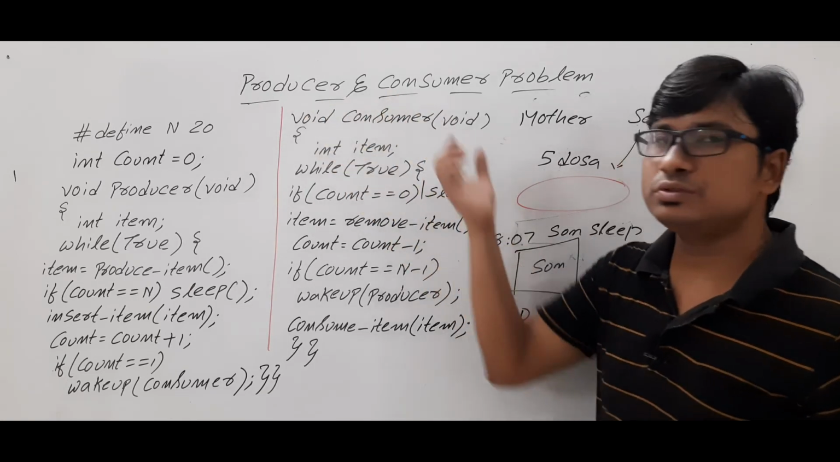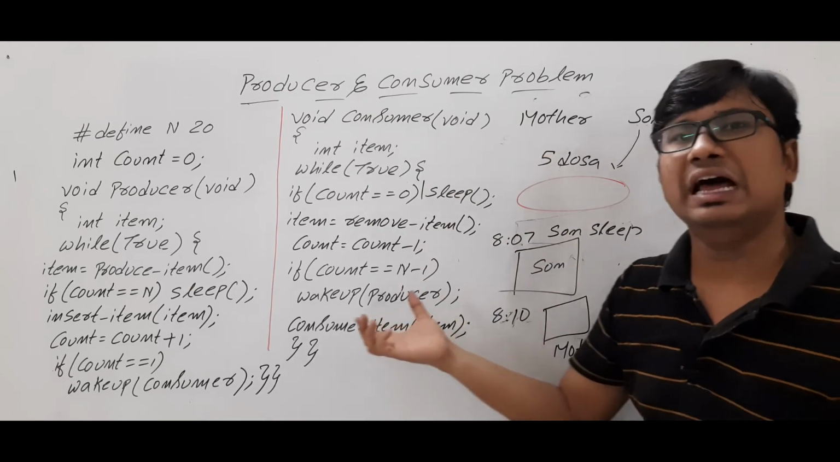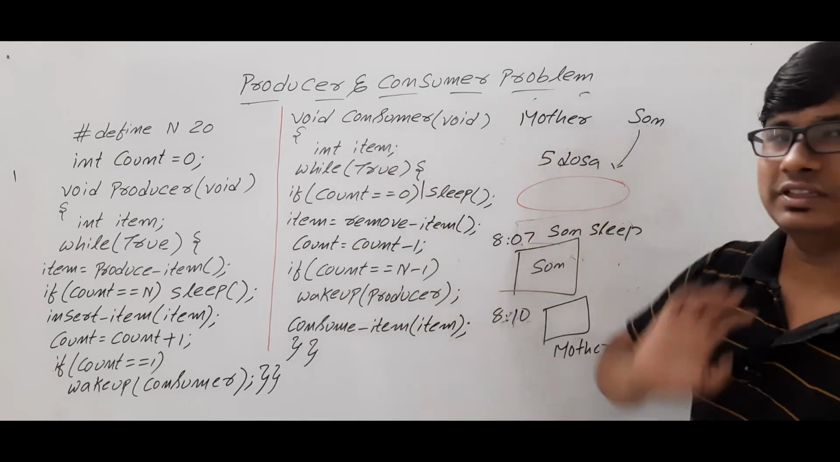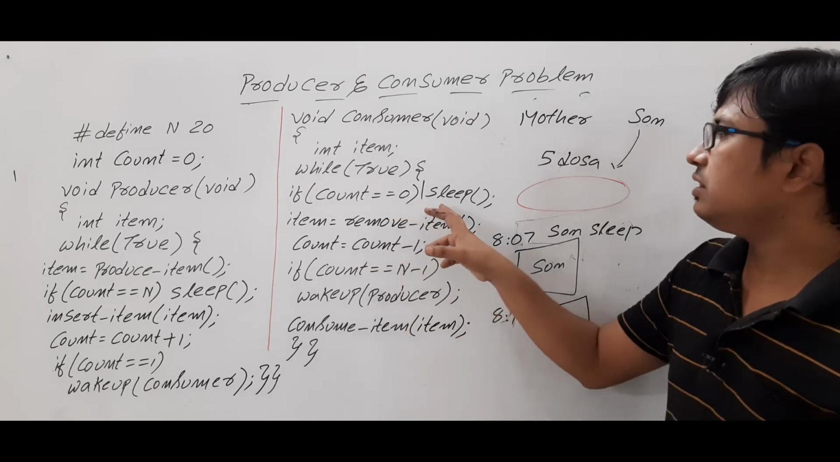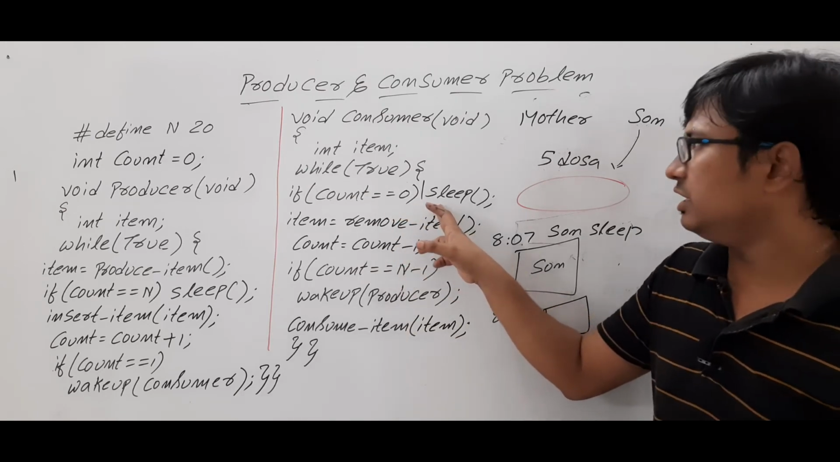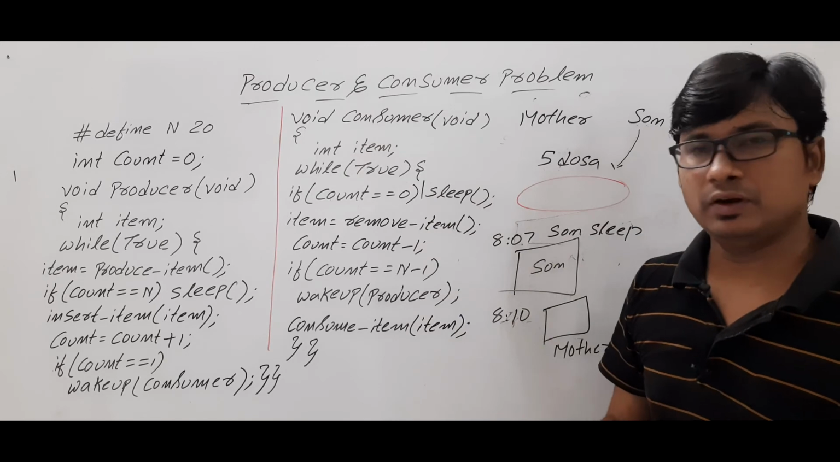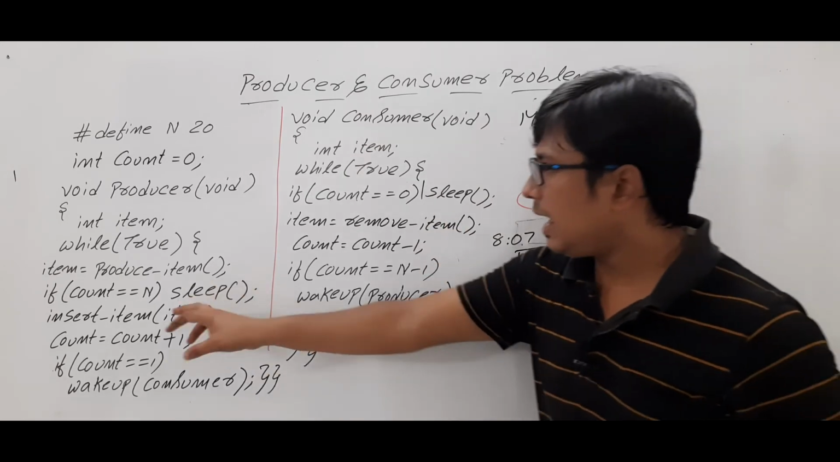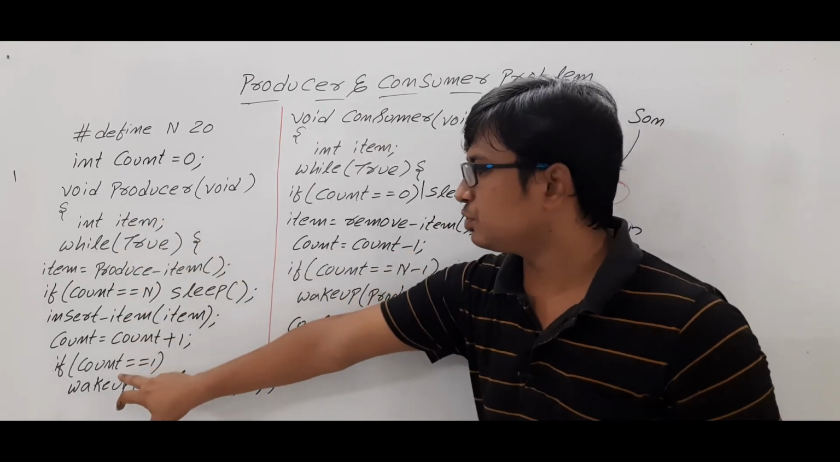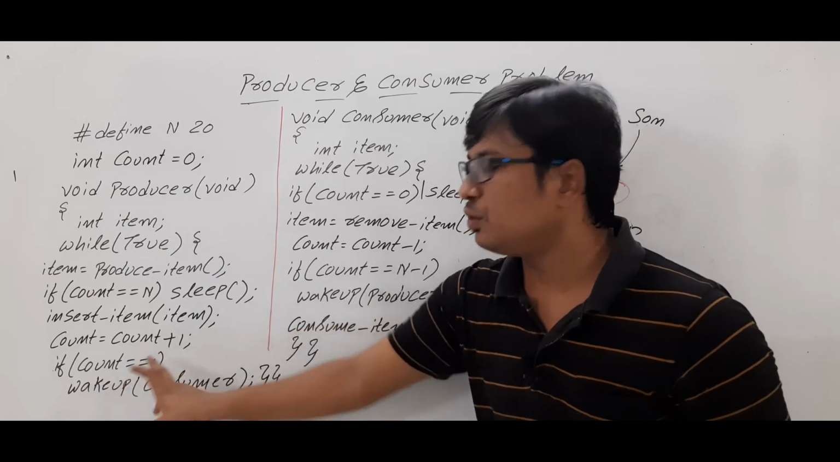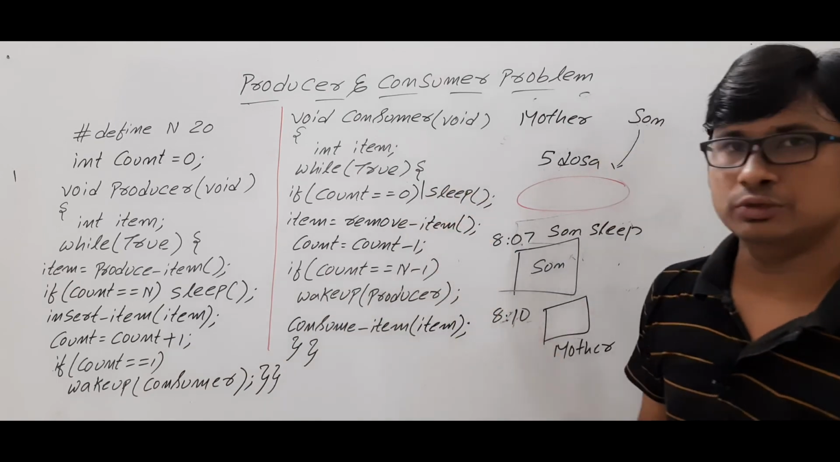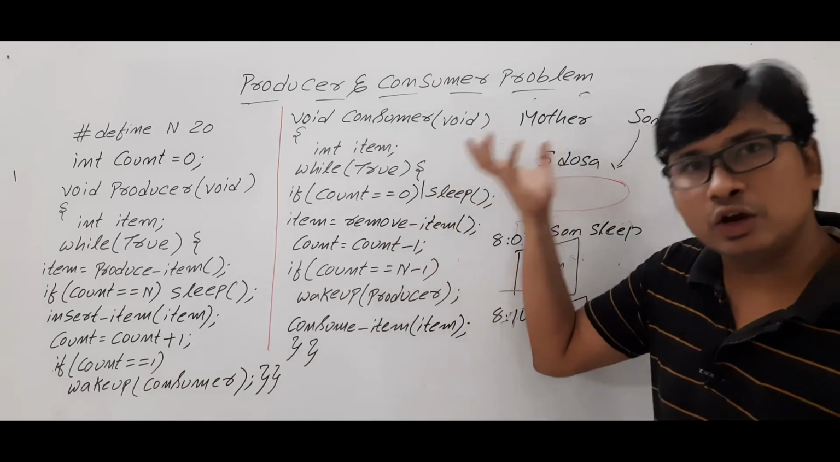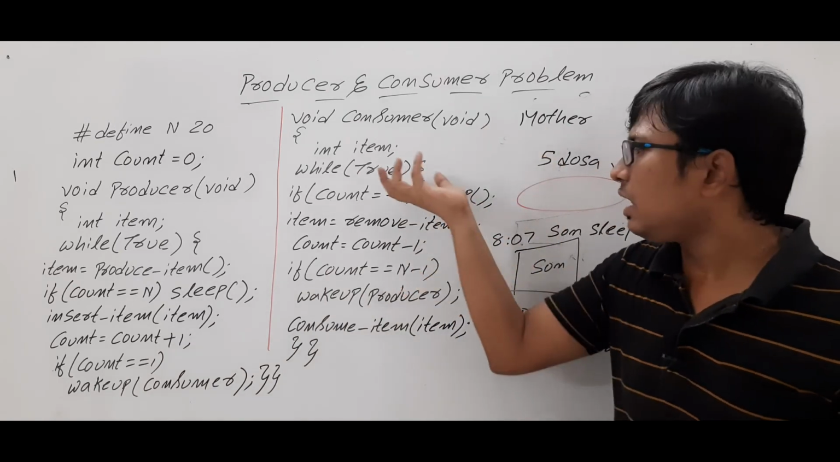So in the producer consumer problem, we will have a deadlock. Let me discuss this. Now count is equal to 0. When the consumer was about to go to sleep, it was preempted. Are you able to understand? And the producer has produced one item, so count is equal to 1. What is he doing? He is waking up the consumer. But the consumer is not there. Are you able to understand?